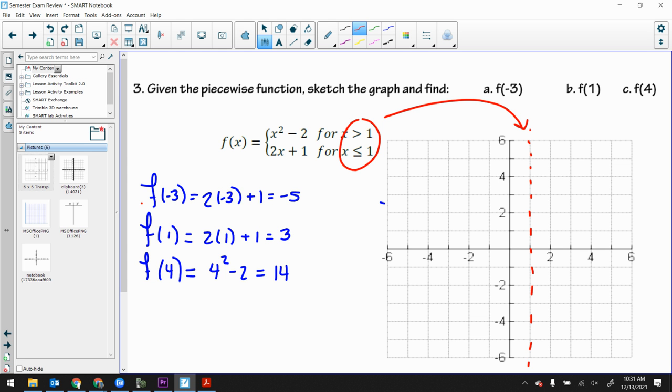Now, to the left side, less than or equal to 1, it looks like 2x plus 1. So on the left side of 1, it has a y-intercept of 1 and a slope of 2. Rise 2, run 1. I could put a closed dot right there, and then go down to the left. That makes sense because if I calculate at negative 3, it's negative 3 comma negative 5. Now on the right side, it's x squared minus 2. Where would that come out at 1? Well, 1 minus 2 is negative 1. So I know there's an open circle at 1 comma negative 1.